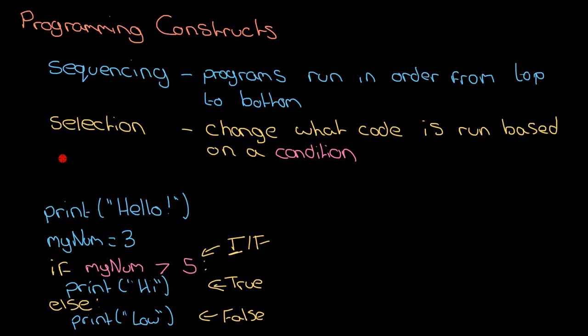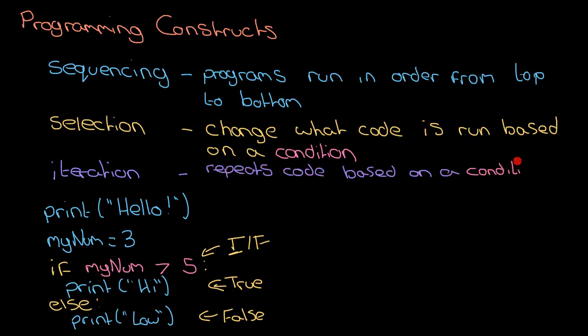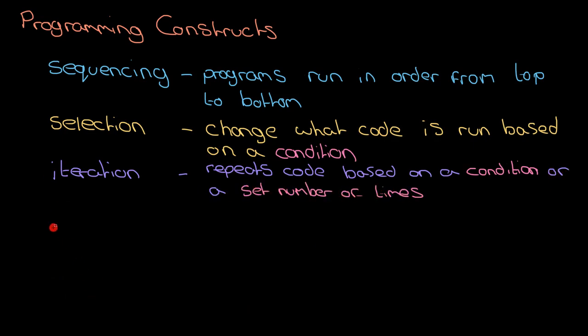And now we're going on to iteration. And this is the bit which can blow people's minds. But this is just a simple idea that we repeat code, and we can repeat code based on either a condition, just like with an if statement, or a set number of times. And that's called either condition controlled or count controlled. So I'm going to give you an example of condition controlled iteration now. We'll start off with that one.